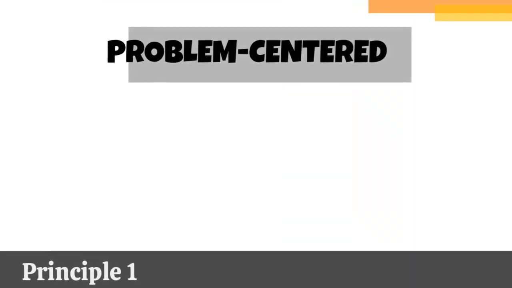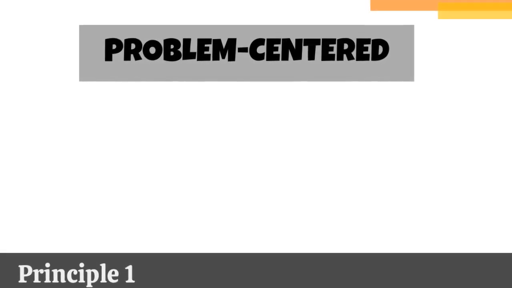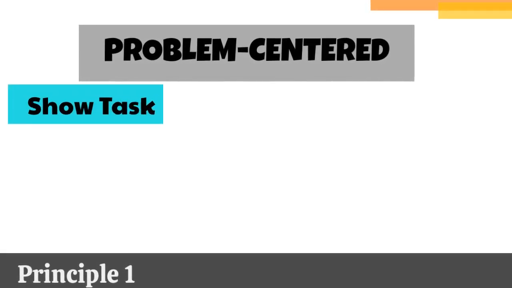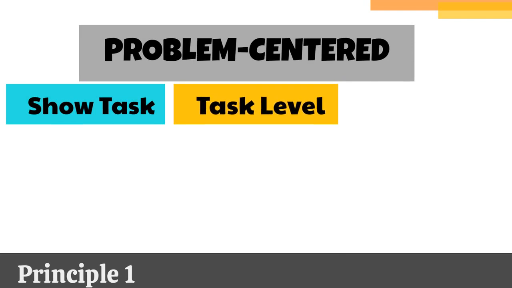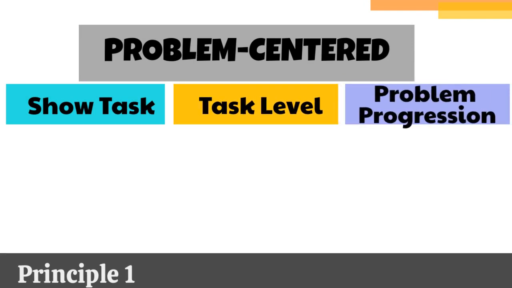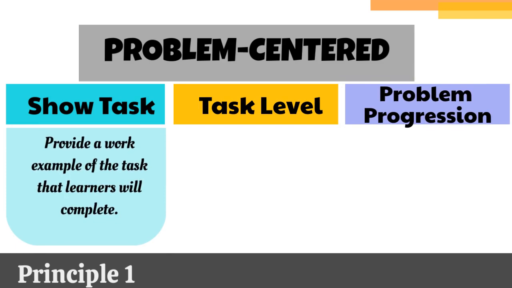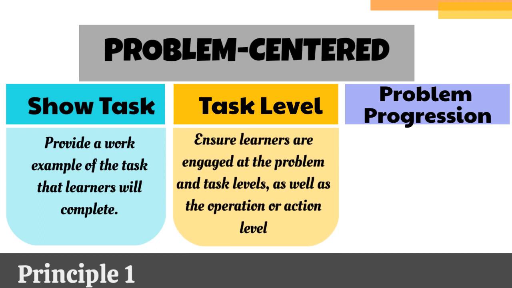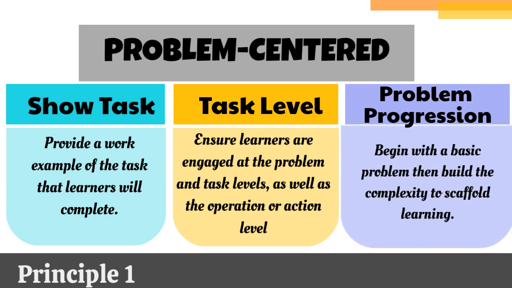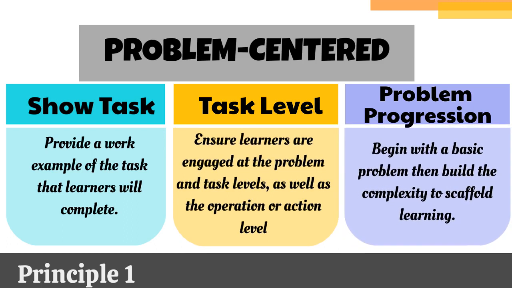There are 3 phases of problem-centered learning. First is show task, second, task level, and third is problem progression. In show task, provide a worked example of the task that learners will complete. In task level, ensure learners are engaged at the problem and task levels, as well as the operation or action level. While in the problem progression, begin with a basic problem, then build the complexity to scaffold learning.